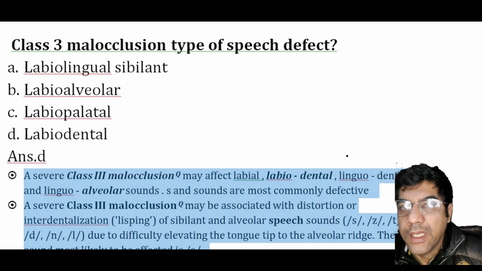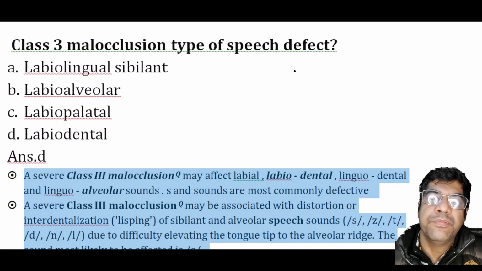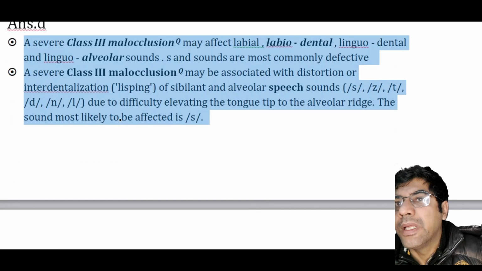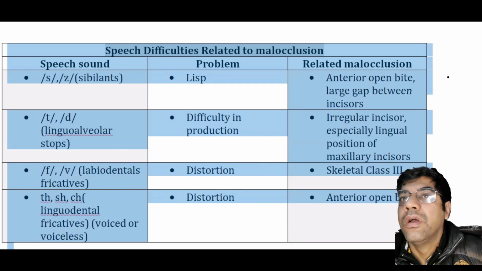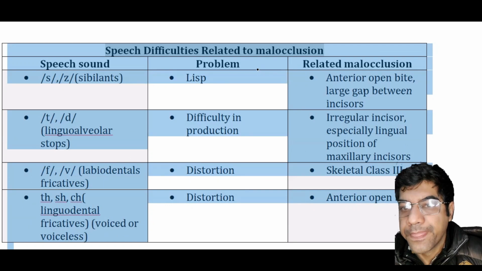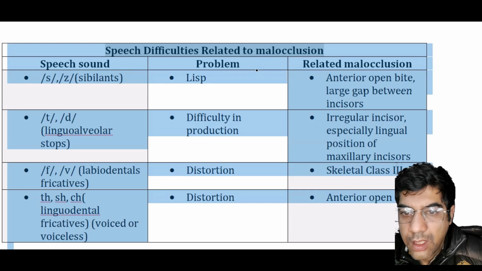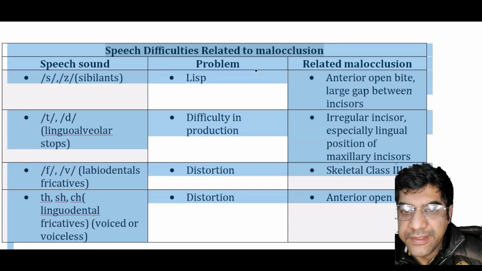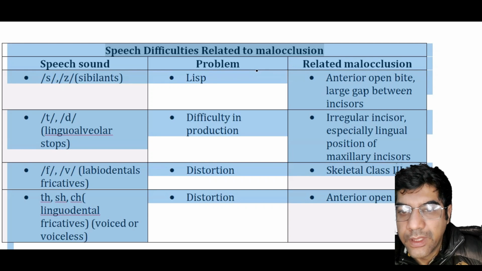Coming to the next question, class 3 malocclusion type of speech defect is labiodental. So remember this table, it's very important from your NEET point of view. So in severe class 3 malocclusion, there you can see the distortion or interdentalization of the labiodental fricatives, that are the F and V sounds.